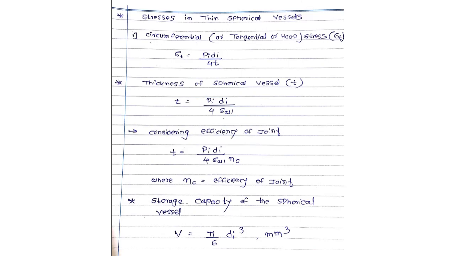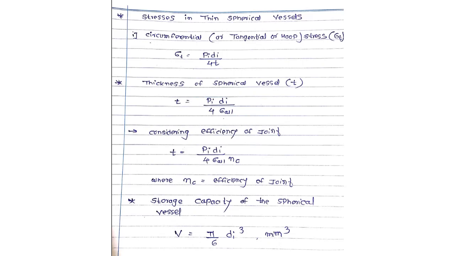The last point is, if they ask you the storage capacity of the spherical vessel, in that case the formula will be V is equal to pi by 6 into Di cube. What is the unit of this? This V is nothing but the volume, and its unit is mm cube.